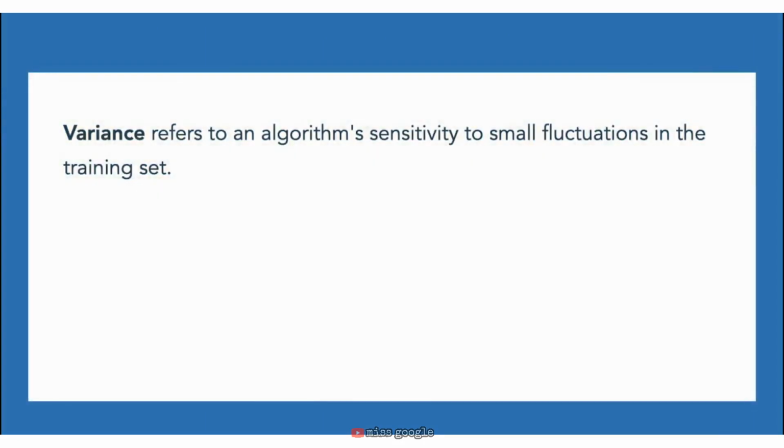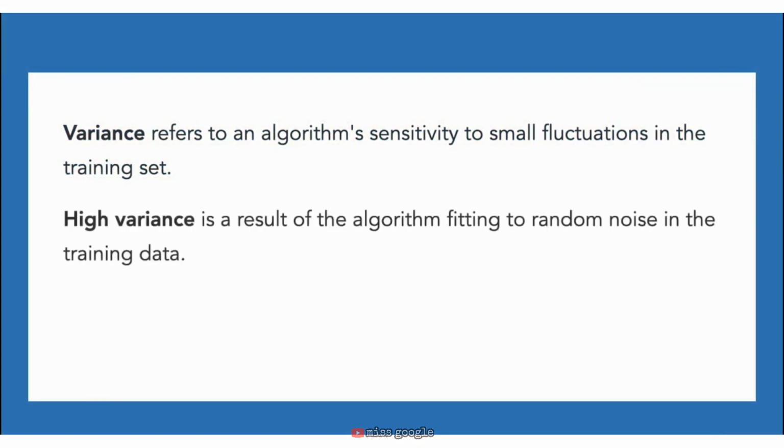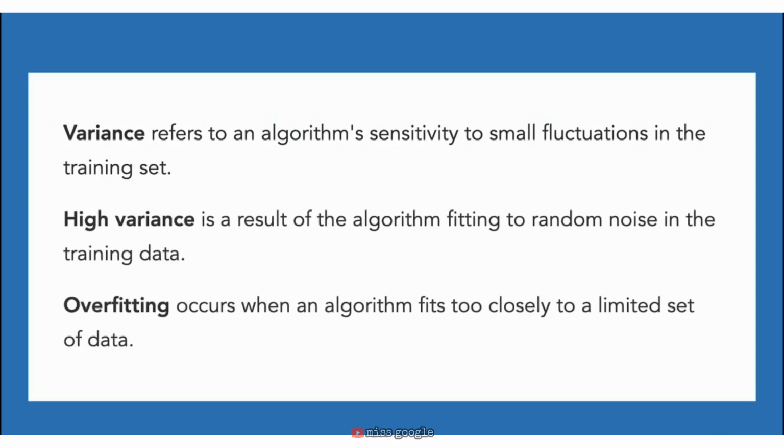Revisiting prior definitions, variance refers to an algorithm's sensitivity to small fluctuations in the training data. High variance is a result of an algorithm fitting to random noise in the training data. And overfitting occurs when an algorithm fits too closely to a limited set of data. In other words, the model might just memorize the examples that it has seen in the training data.